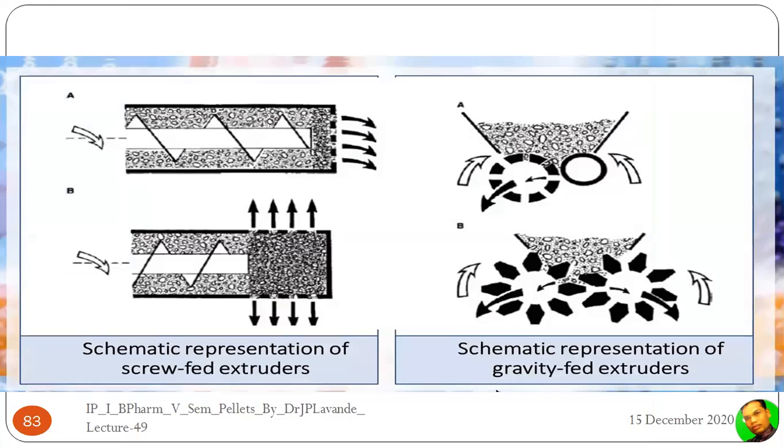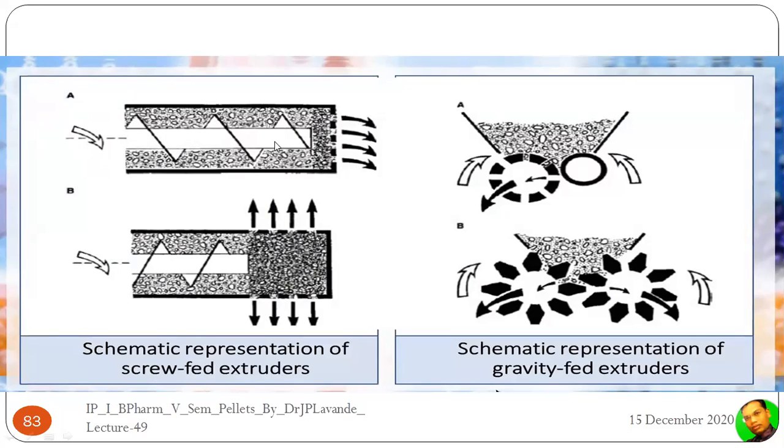You can see here the diagrammatic representation onto the left hand side, that is A and B, that is associated with the screw fed extruder. You can see this is the jacket, right? So this is the jacket, and there are two different ways by which we can go for producing the pellet. In the very first one, A, you can see there is a perforated plate onto the right hand side, whereas in B you are going to see the perforated plate at both the ends.